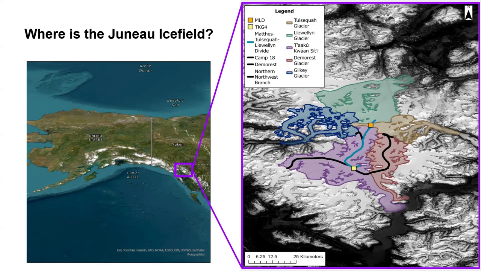The data I will be sharing with you today will be from the blue line, also known as the Divide Transect, and the two end-member cores drilled by our friends at UC Boulder, known as MLD and TKG4. The other black lines on this map represent the other data acquired during this research campaign in June 2024.